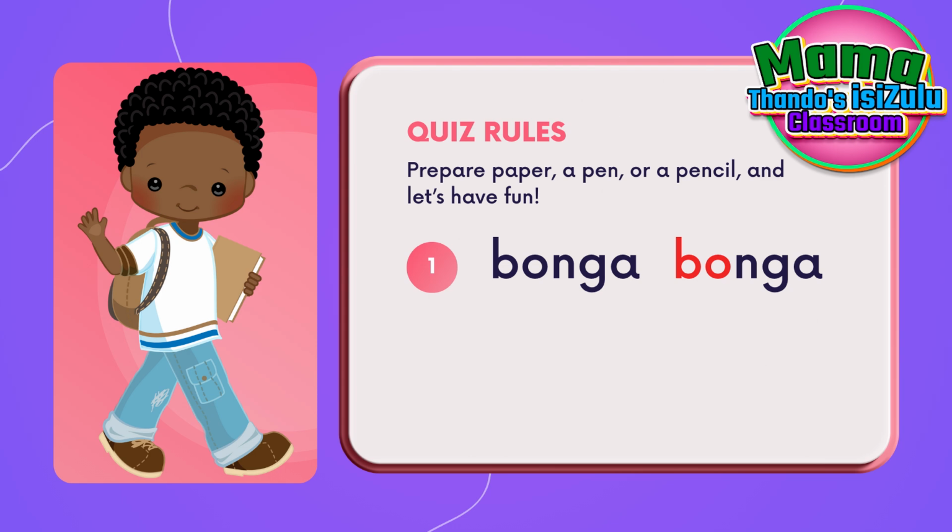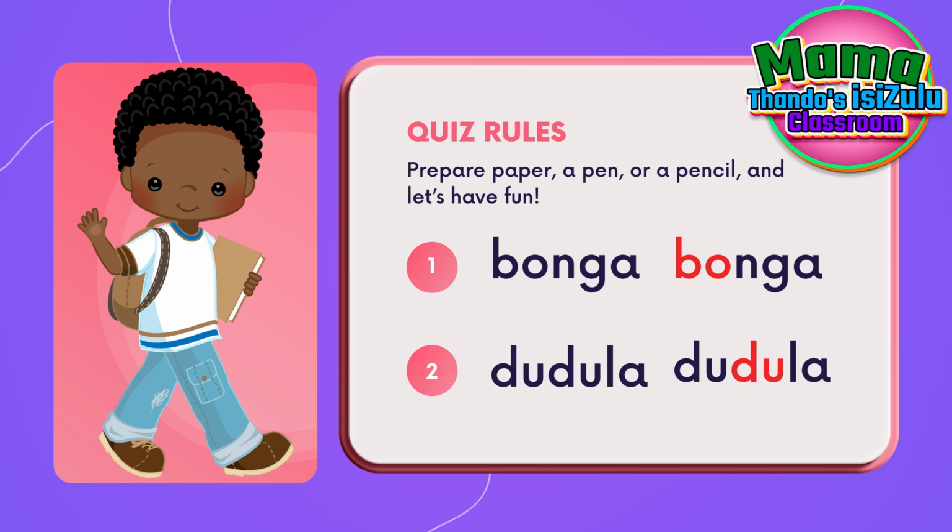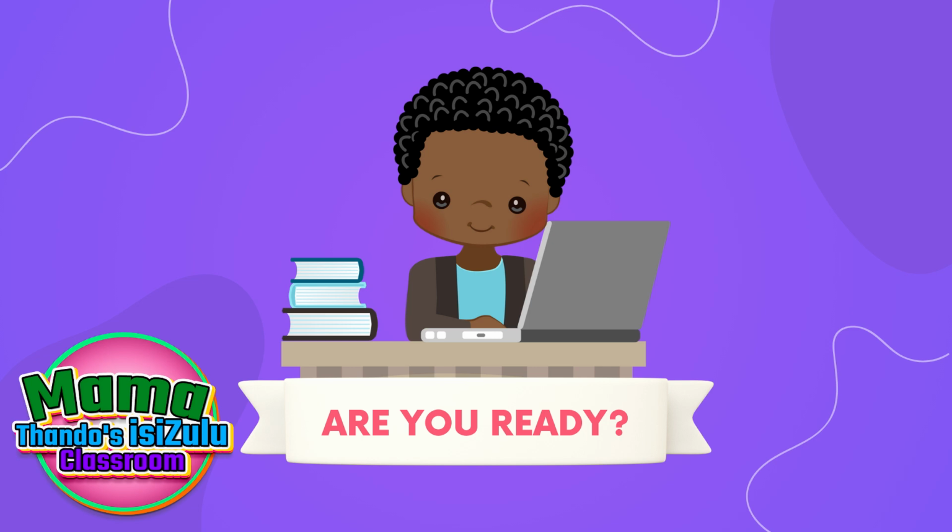Bonga. For the verb dudula, which has 3 syllables and means to push in isiNgisi. In that one, we will pull the second du, just a little, like this, dudula. So, let's get started now with those verbs.